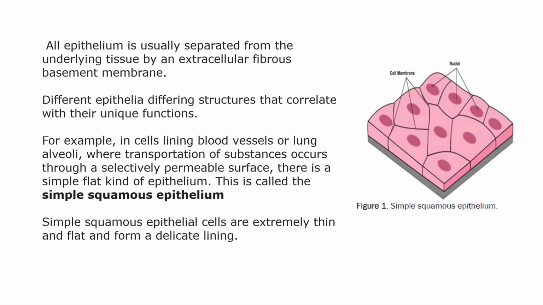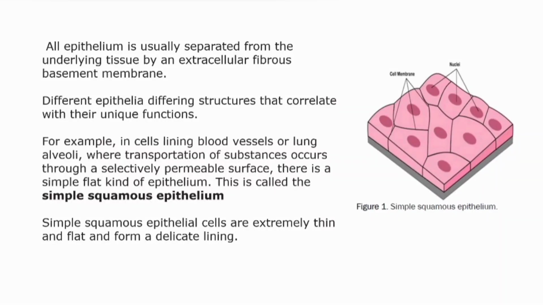All epithelium is usually separated from the underlying tissue by an extracellular fibrous basement membrane. Different epithelia differ in structure, which correlates with their unique functions. For example, in cells lining blood vessels or lung alveoli, where transportation of substances occurs through a selectively permeable surface, there is a simple flat kind of epithelium. This is called simple squamous epithelium.